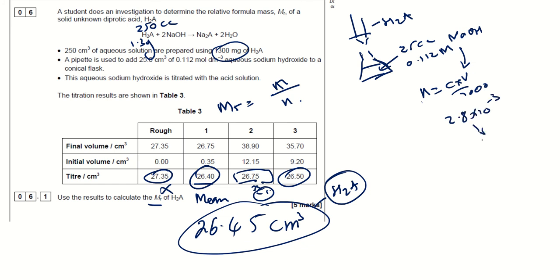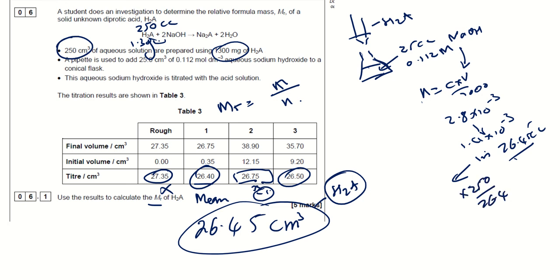Okay, so my moles of acid, remember, if we look back to the equation, it's a 2 to 1 ratio, so that's 1.4 times 10 to the minus 3. And remember, that's in the volume that was used in the titre, which is 26.45 cubic centimeters. Now that came out of 250 cubic centimeters. So if I multiply that by 250 over 26.4, I'm basically scaling this up to how many moles I had in 250 cubic centimeters. That comes out at 0.0132 moles, and that's in the 250 cc's, right?